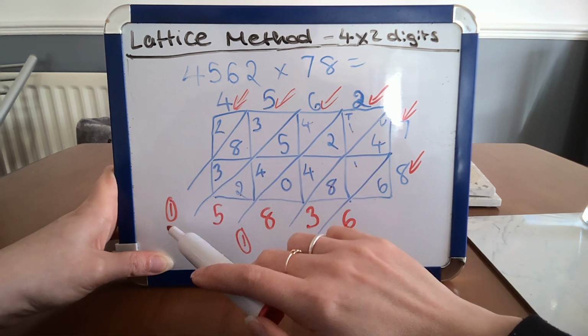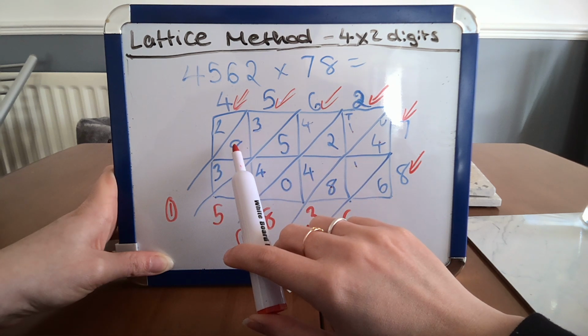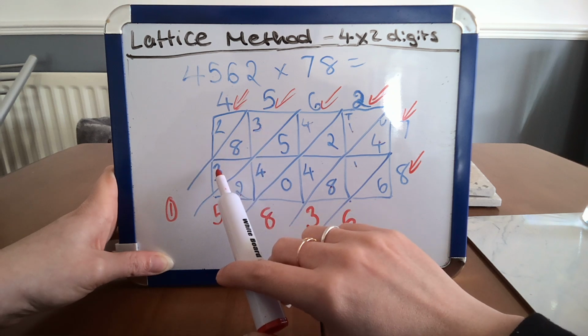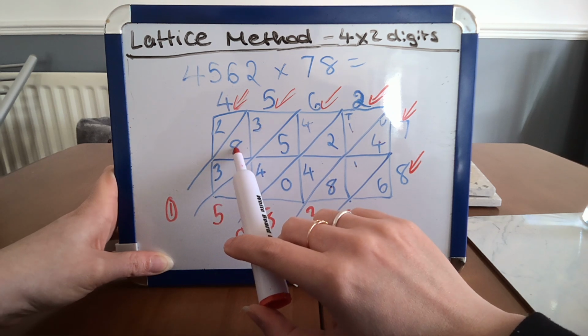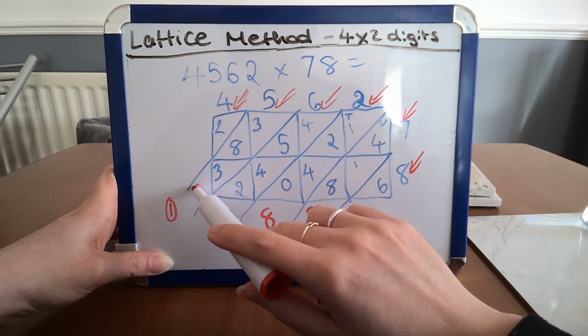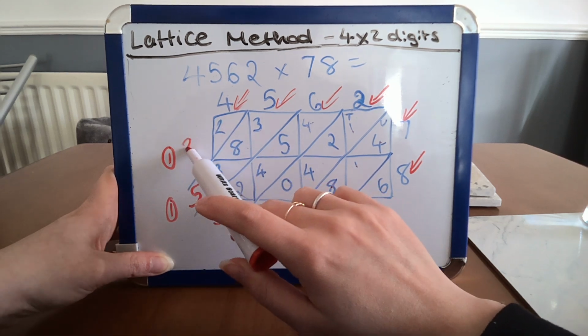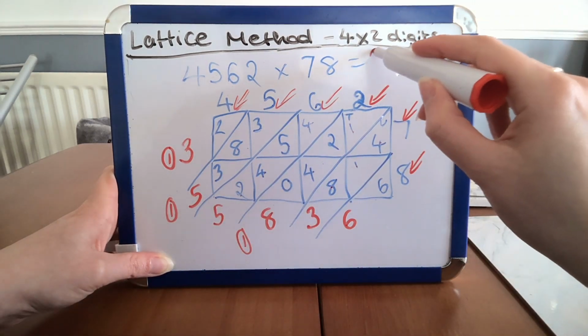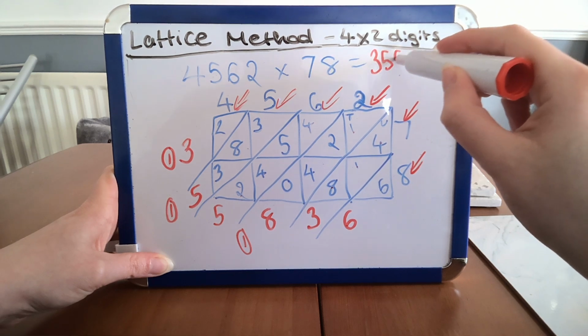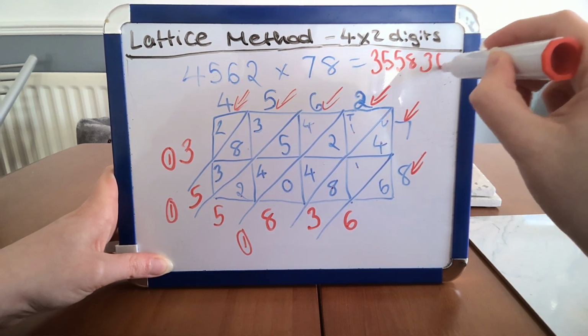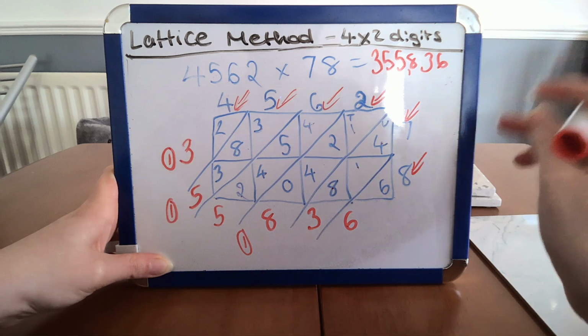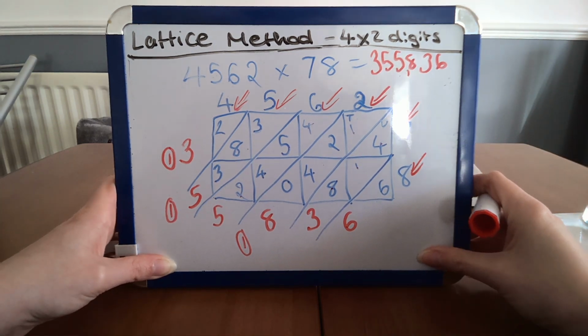3 plus 8 plus 3 plus 1. So make that 6, 7 plus 8 is 15. Carry my 1 over here. 2 plus 1 is 3. So my answer is 355,836.